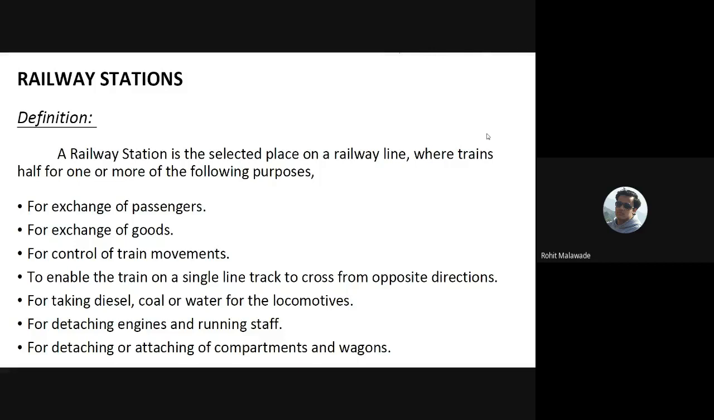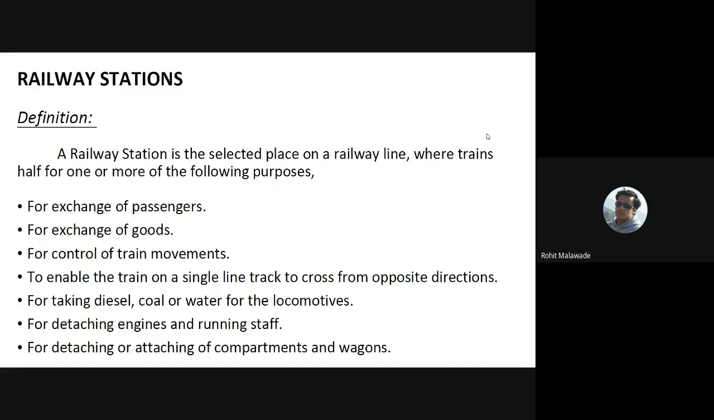What are the railway stations? What are the different types in it? What are the amenities that we need to provide in the railway station? So this is all we are going to discuss in today's class. Okay. Now, as you know, what are railway stations?